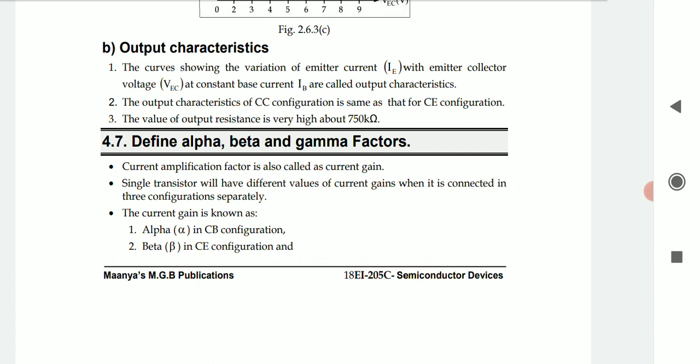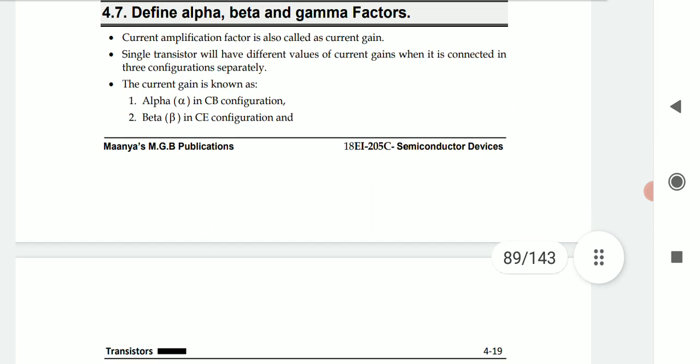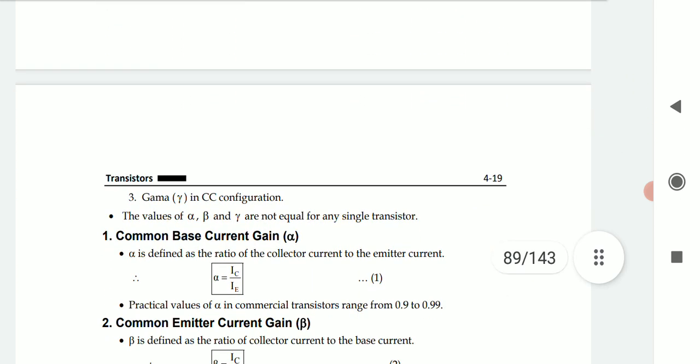Means the current amplification factor or current gain of common base amplifier is represented with the letter alpha. Similarly, the current amplification factor or current gain of the common emitter configuration is represented with beta. Similarly, the current gain of common collector configuration is represented with gamma. So these are called alpha, beta, gamma factors.